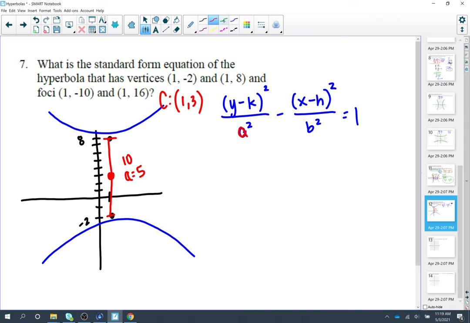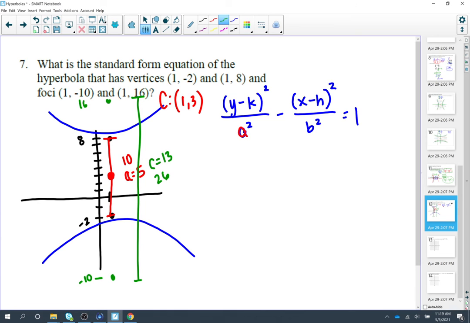From there, my foci are at (1, -10), so over 1, down 10, and (1, 16), so over 1, up 16. The distance from foci to foci, if I'm at -10 up to 16, is 26, which means my c value is half of that, which is 13.